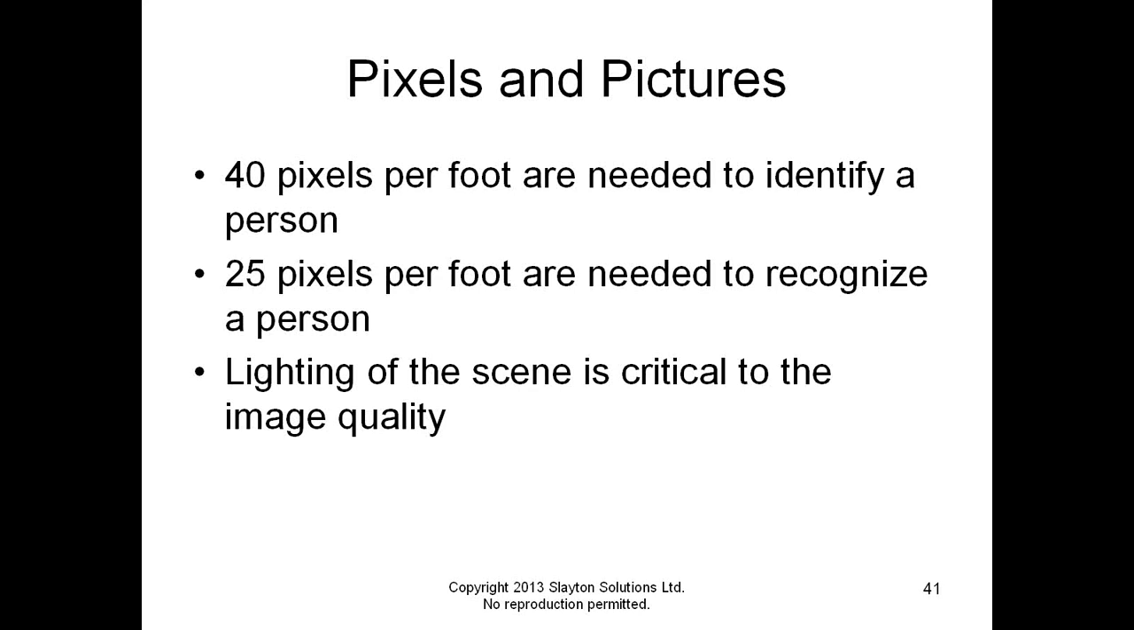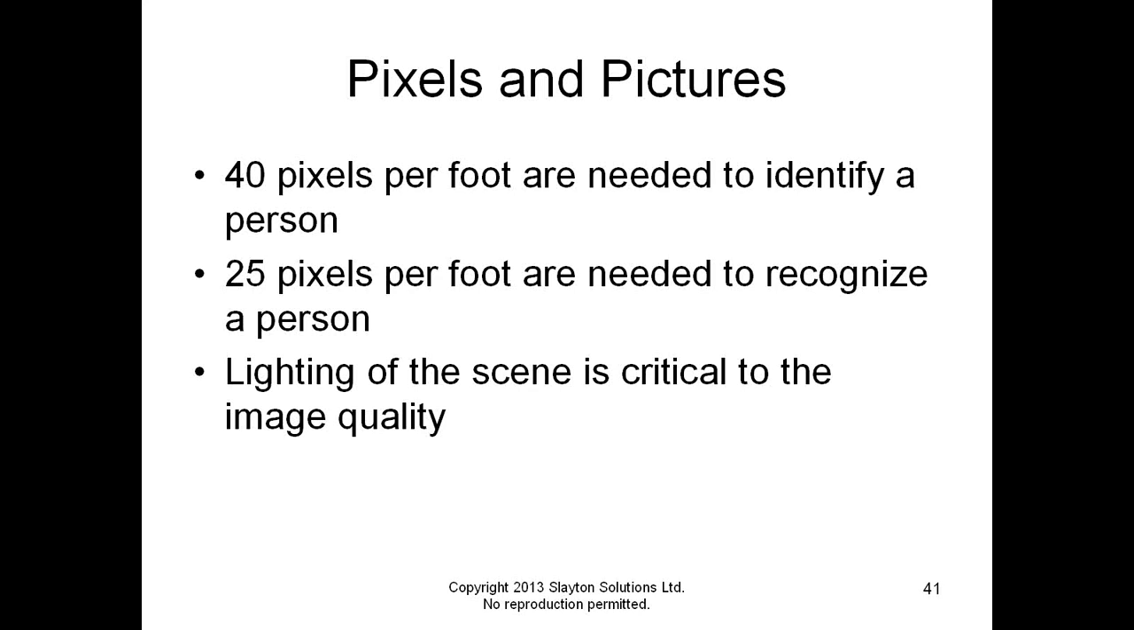We need 40 pixels to identify the person. The difference between identify and recognize: recognize, you know who the guy is. Oh yeah, that's Charlie. Identify is take these pictures to the police because this is the guy that snuck into our building. We've never seen him before. If we want that kind of resolution so that we can identify a person, we need at least 40 pixels per horizontal foot to get us good enough video to identify.